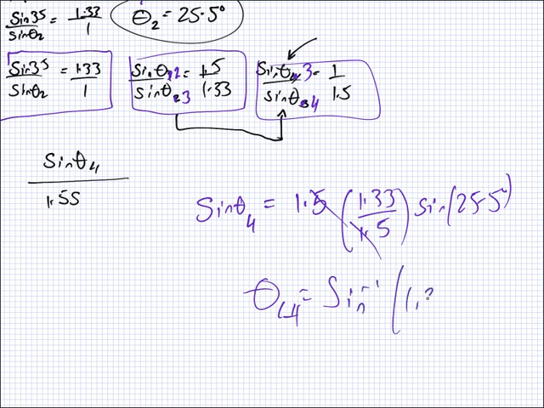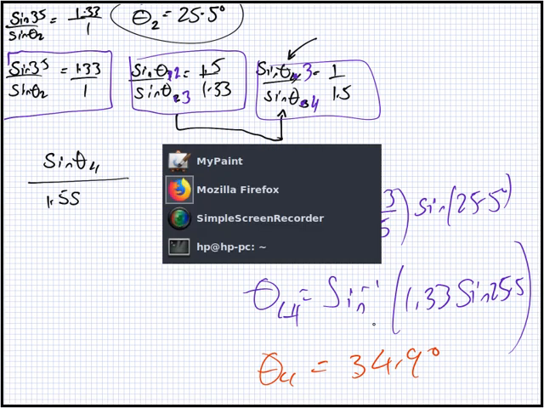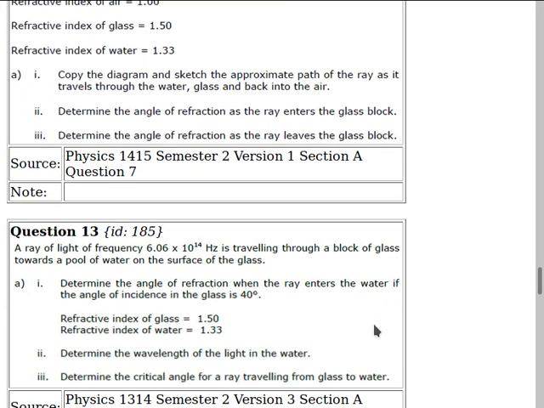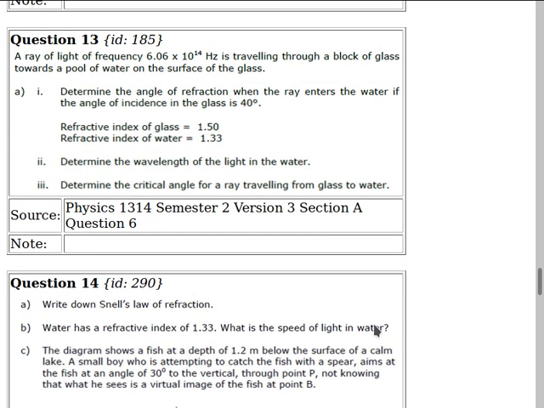Sine inverse of 1.33 sine 25.5 is 34.9. Oh, sweet. What is it? 34.9. So 35. 34.9. Okay, that was stupid. Sorry. Alright. Next one looks easy peasy. That's it. I think we've seen one like this, right? Let's see who was calling me.